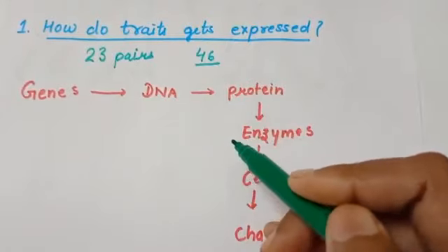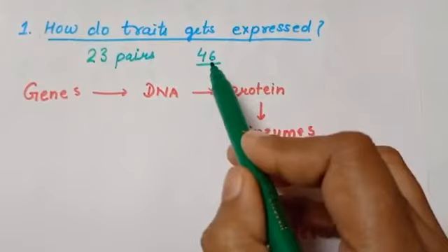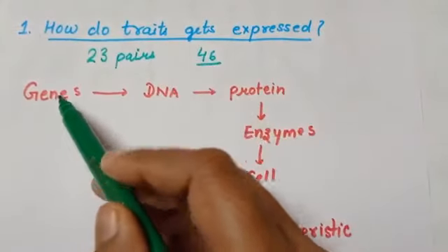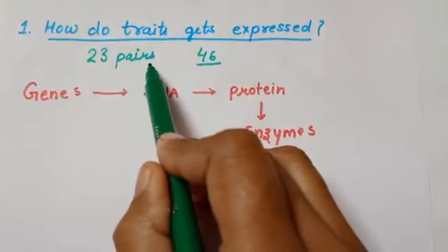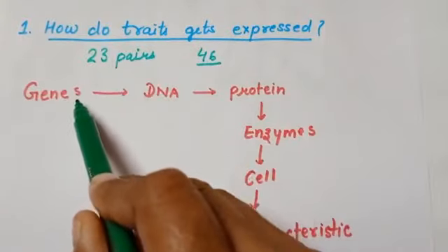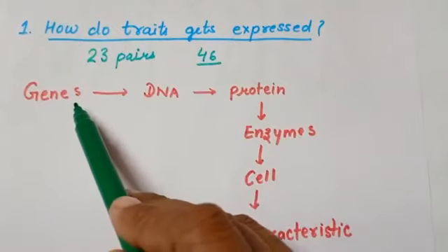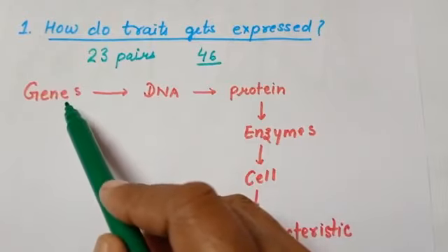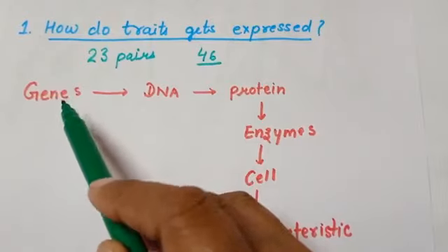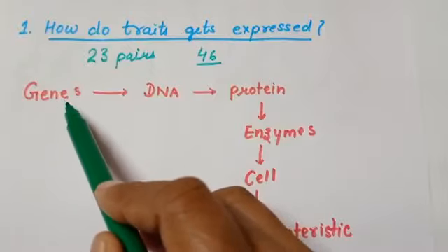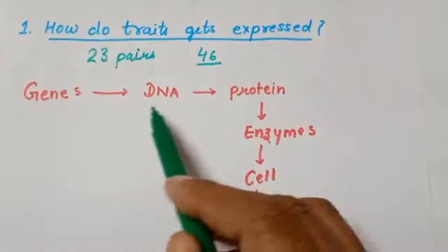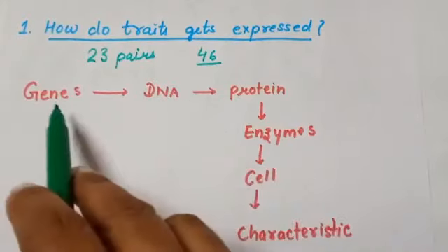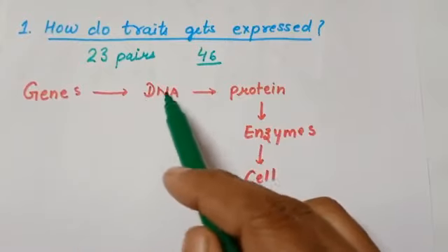That means these 46 chromosomes carry the genes on them, and we all know that as the chromosomes are present in pairs, the genes are also present in pairs, which are called alleles of a particular characteristic. So, during reproduction, as we know, only one out of the pair goes to the next progeny through the copy of DNA. So, actually, what is a gene? A gene is a segment of DNA.